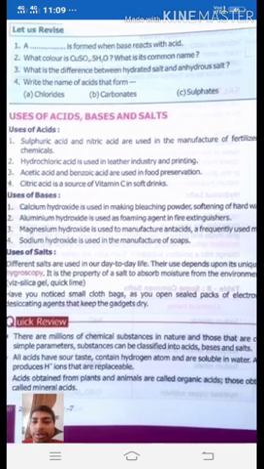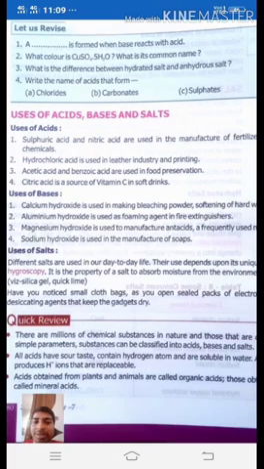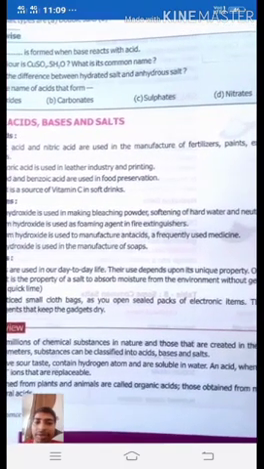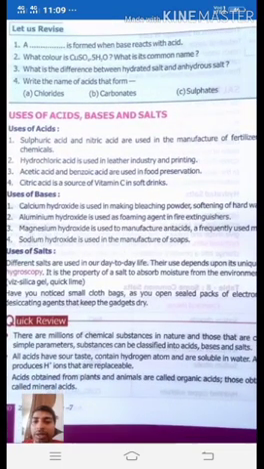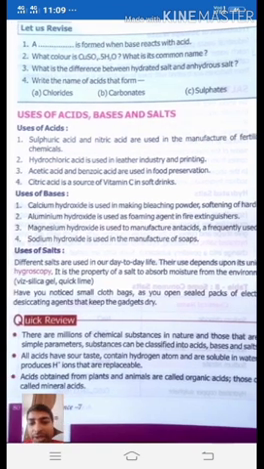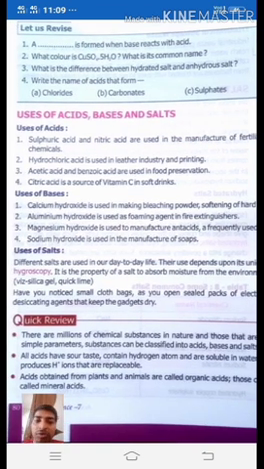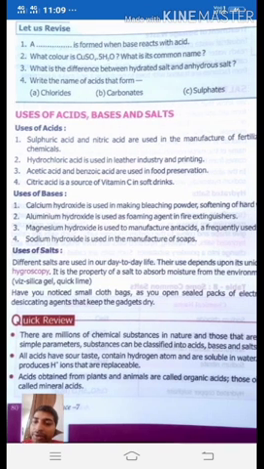Uses of acid: sulfuric acid and nitric acid are used in the manufacture of fertilizer, paint, explosives, and other chemicals. Hydrochloric acid is used in the leather industry and printing. Acetic and benzoic acids are used in food preservation. Citric acid is a source of vitamin C in soft drinks, right?